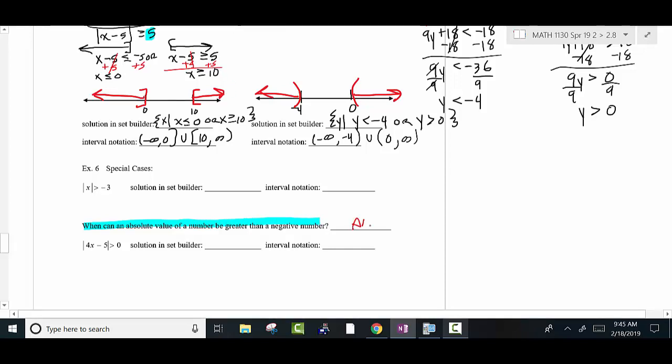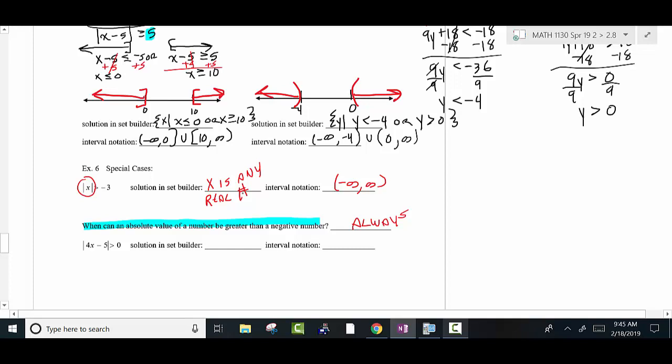So really the way I look at this problem is this side is always bigger than -3, correct? So what's the answer to this problem? If it always works, what's the answer? All real numbers. Interval notation, -infinity to infinity. So it'd just be everything. Everything works on that. And in set builder, you just say x is any real number. So it goes like that.